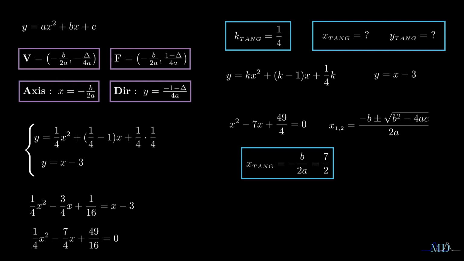The ordinate of the point of tangency can be found either by placing the value of the x just obtained in the equation of the parabola, or in the equation of the line. If we are smart, we put it in the equation of the line, getting easily y equals 1/2.